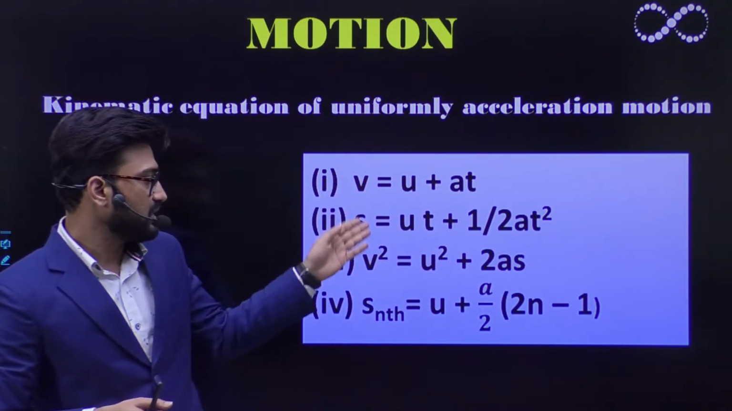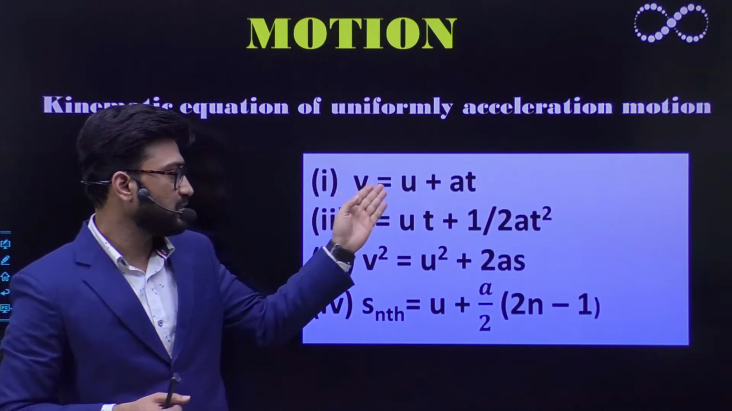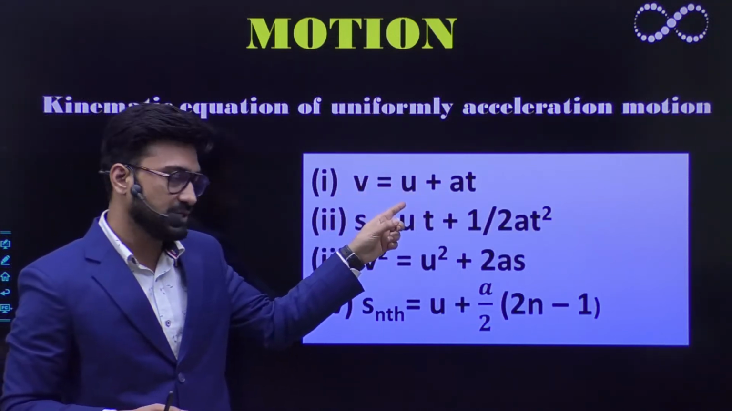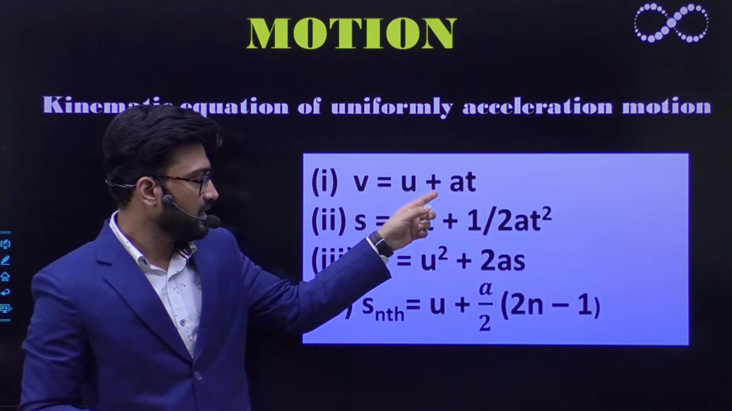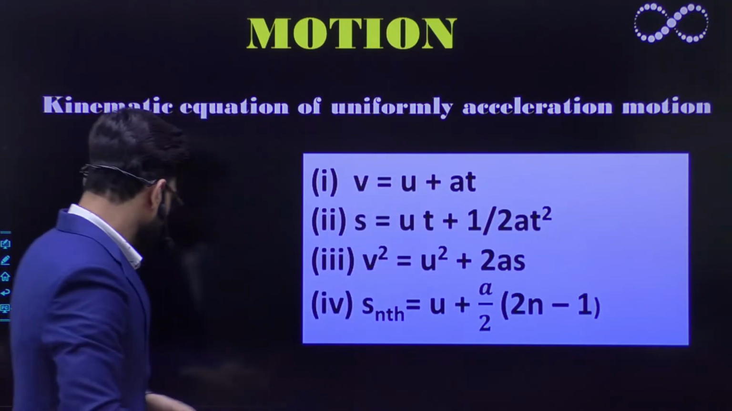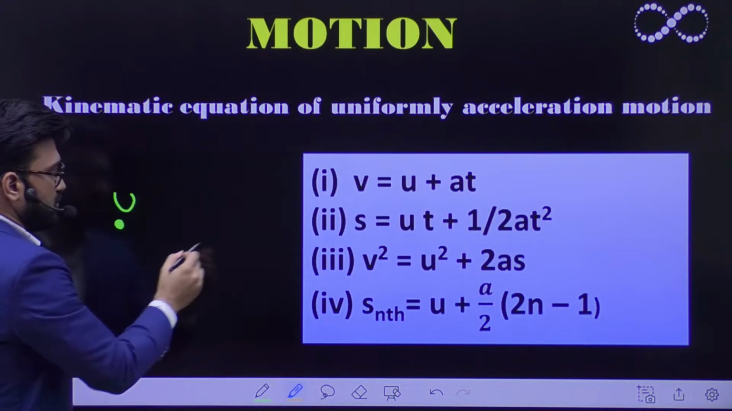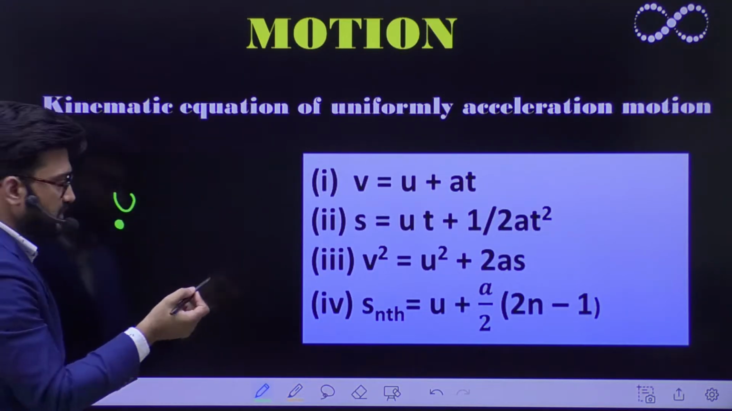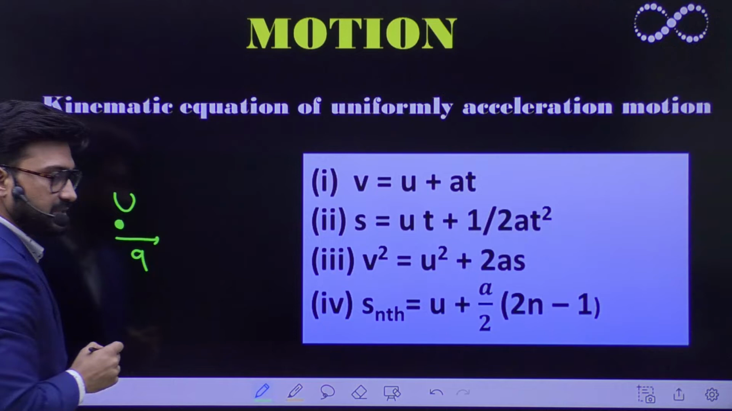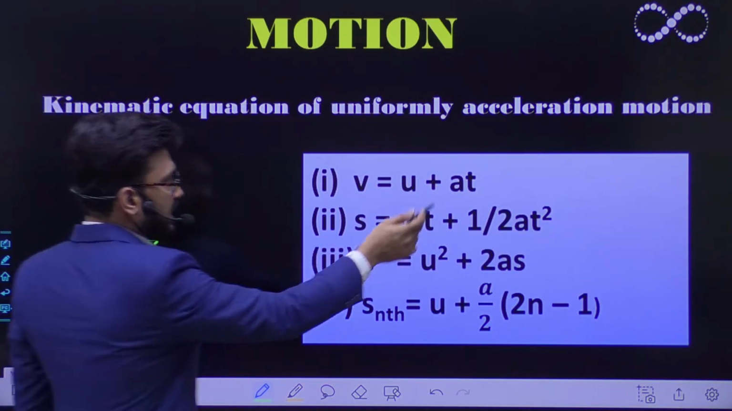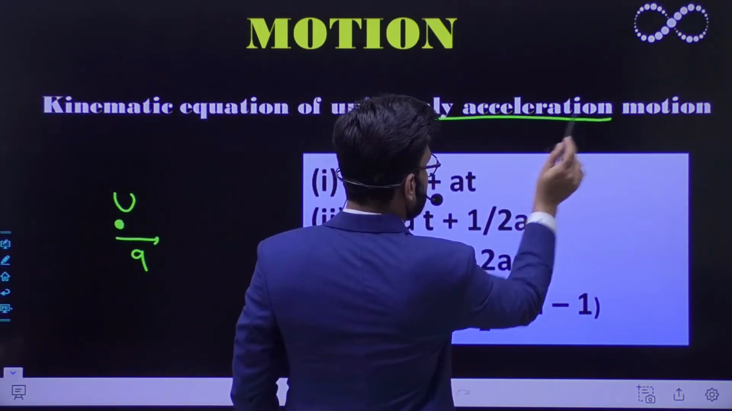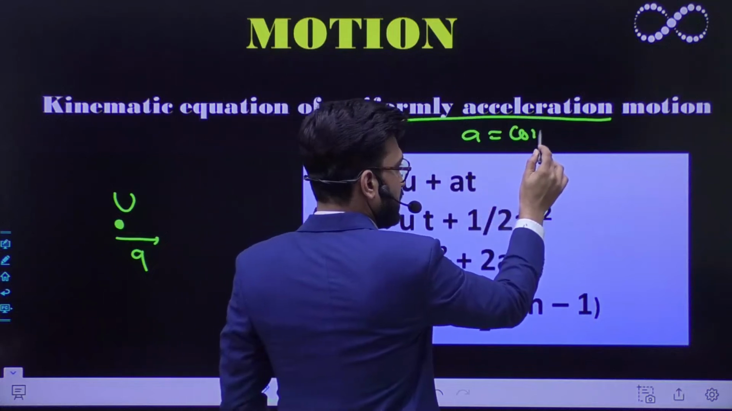So you have three equations of motion over here, which is v is equal to u plus at, where v is final speed, u is initial speed of an object, a is the acceleration and t is the time taken. If a body is having certain speed u and it is subjected to a force, it will accelerate with certain acceleration a, and this acceleration has to be uniform. So that means acceleration is constant.